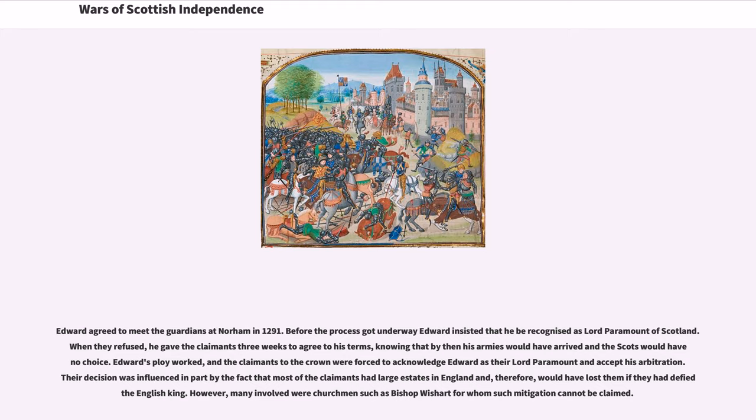Their decision was influenced in part by the fact that most of the claimants had large estates in England and, therefore, would have lost them if they had defied the English king. However, many involved were churchmen such as Bishop Wishart, for whom such mitigation cannot be claimed.